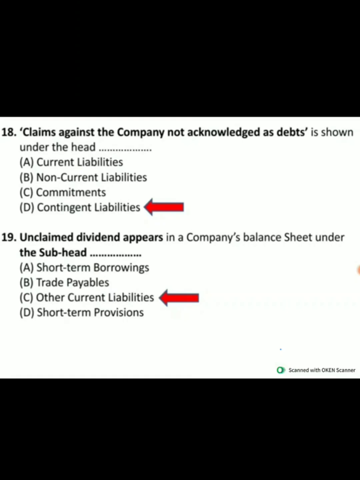Unclaimed dividend appears in the company's balance sheet under the subhead of other current liabilities. Obviously it is a current liability, not a short-term borrowing, not a trade payable. Trade payable has only two items, bills payable and creditors. And it is not a short-term provision either.